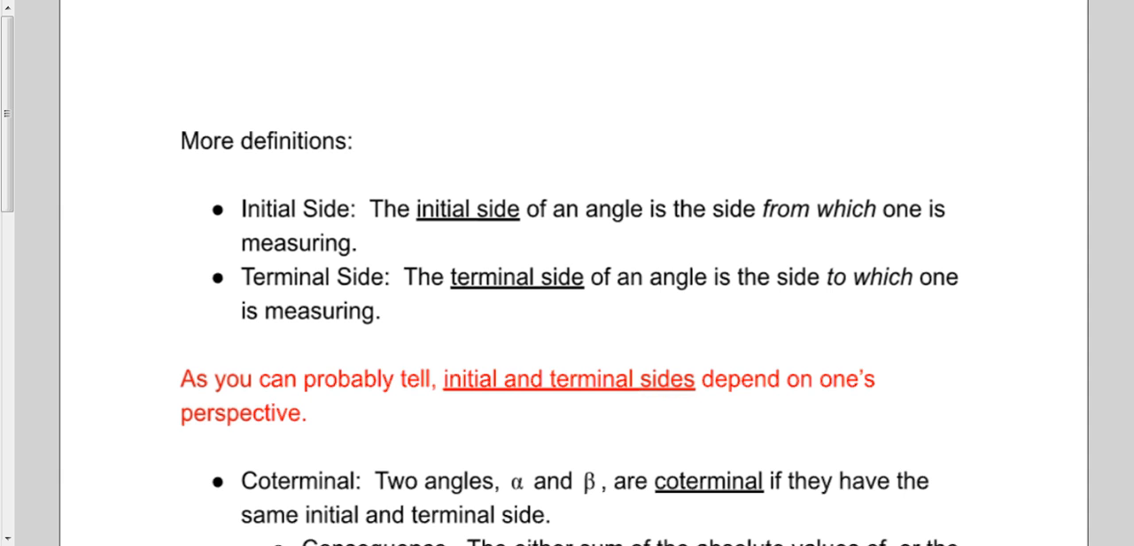Some terminology before we go into conversion. The initial side of an angle is the side from which one is measuring. So, want to see what Henry showed me earlier today? I'm going to draw my angle. Okay? Watch this.